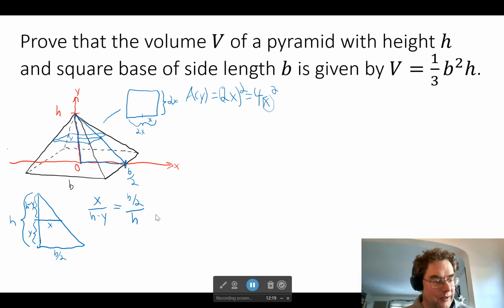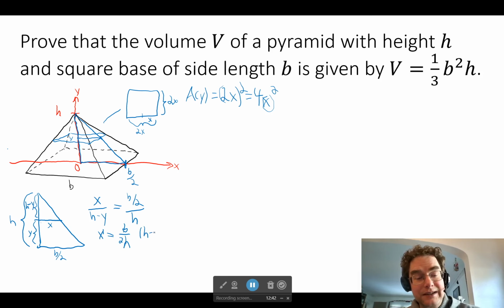Okay, so we had the ratio of our side lengths set up, this proportion here. And what we want is to get x, so we can do that just by multiplying over. X now will equal, if we simplify this complex fraction, b over 2h. Important here to distinguish clearly between b's and h's. And then we've got h minus y. We could distribute the b over 2h, but I don't think that's really going to help too much, so I'm just going to leave it as is.